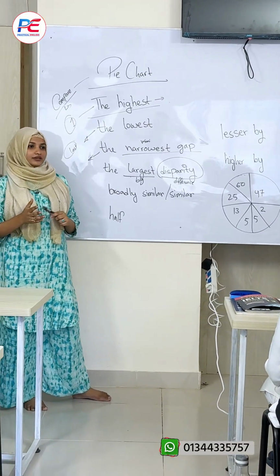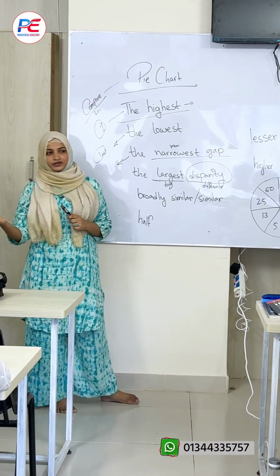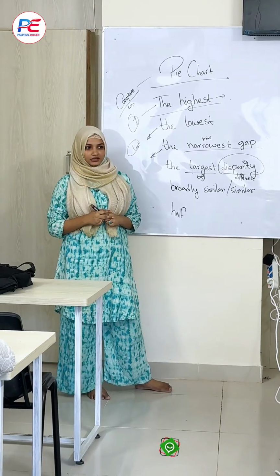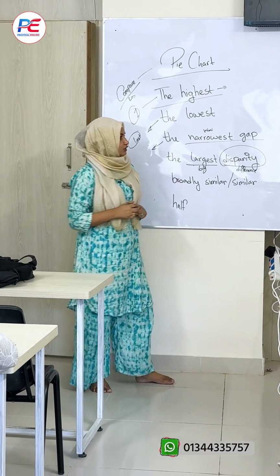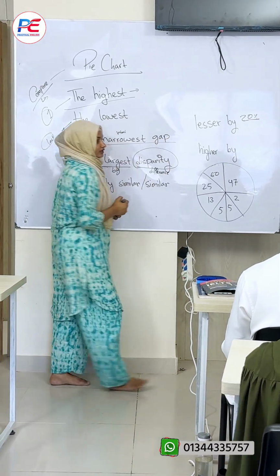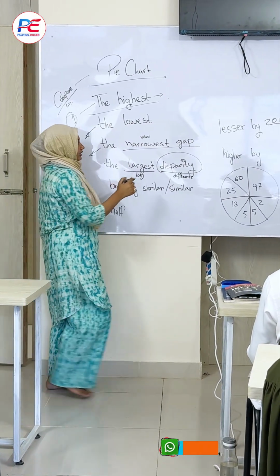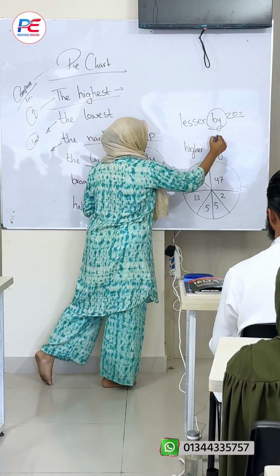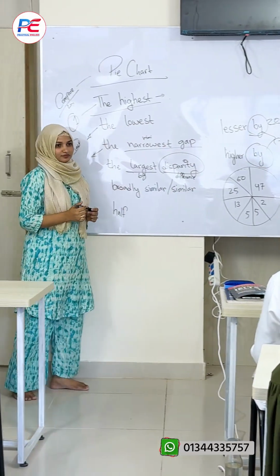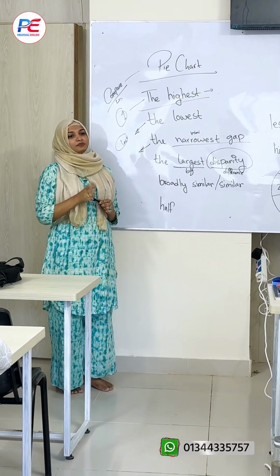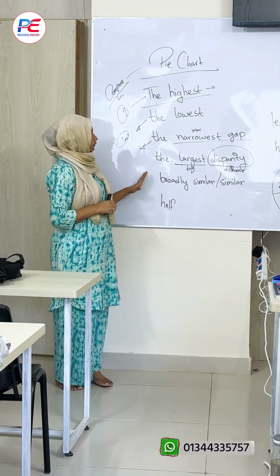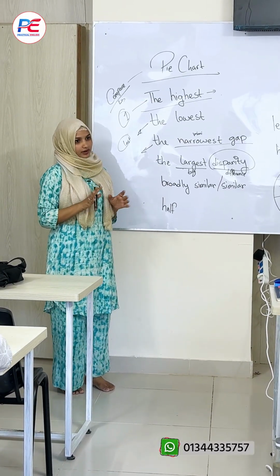they have. For example, you have 40, he has 20. What's the gap? 40 and 20? 20. So you'll say lesser by 20%. Clear? So when we are using lesser by or higher by, we are actually doing subtraction to figure out the gap between two. Clear? So these are the vocabularies that we will use for our writing task.